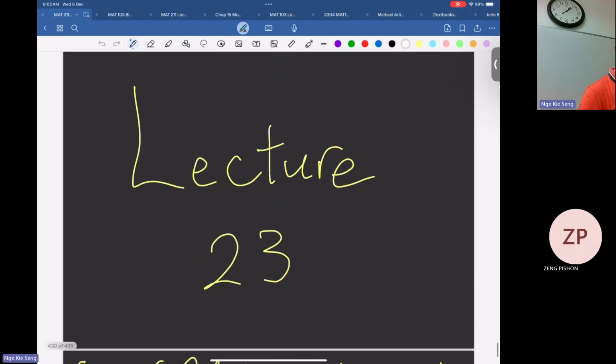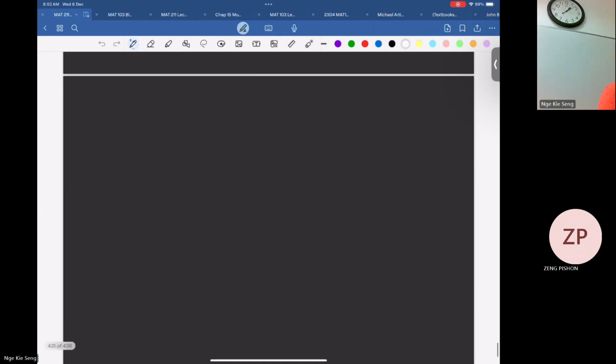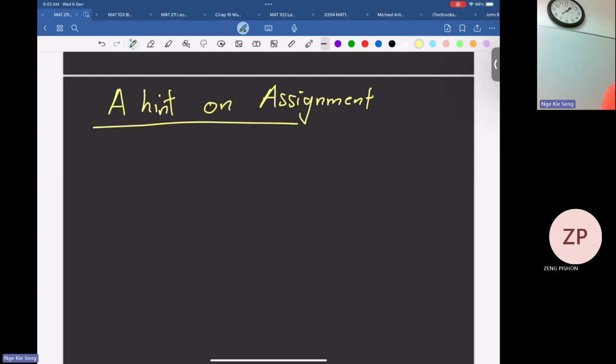Let's start with a hint on the assignment. Let's look at the question of the quotient group, the action by the quotient group. Which question did I give a question before? Question 4, right? So what did question 4 say?